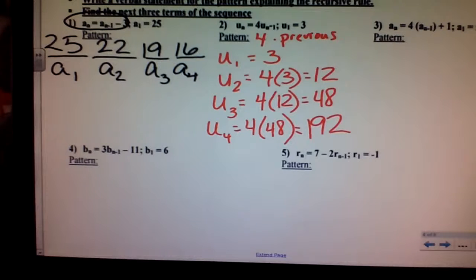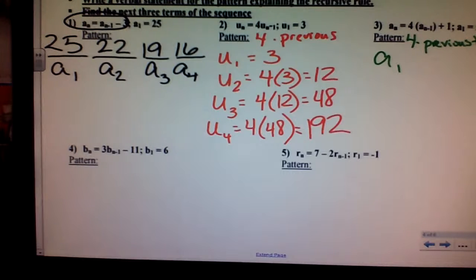Okay. So I don't care how you give me the next 3 terms, but you need to be able to decipher what the pattern is, what we are doing. So in number 3, what's happening here? It's 4 times the previous, and then you're adding 1.